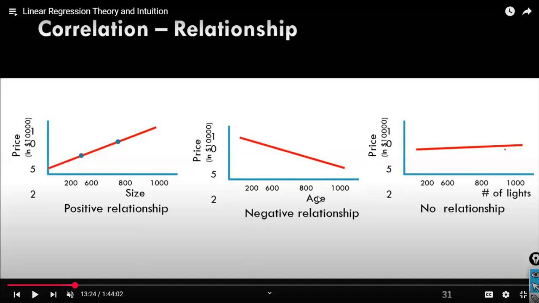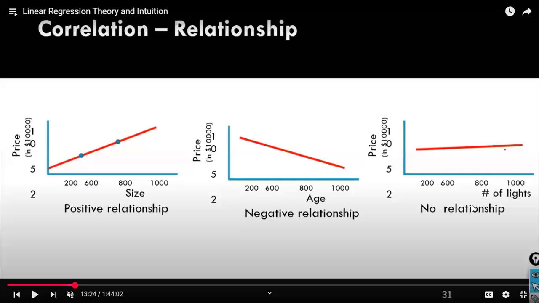But here, there exists an inverse relationship between price and age. As the age increases, the price decreases. As the size increases, the price increases. There is a positive relation, but here there is a negative relation. But still, in both cases, age and price, and size and price, are linearly correlated.